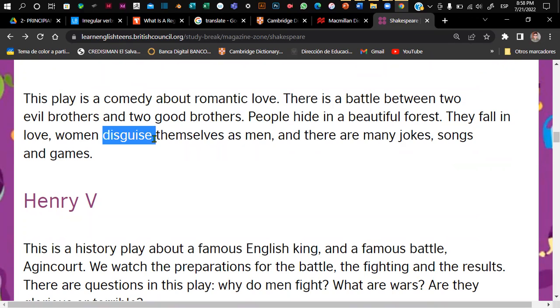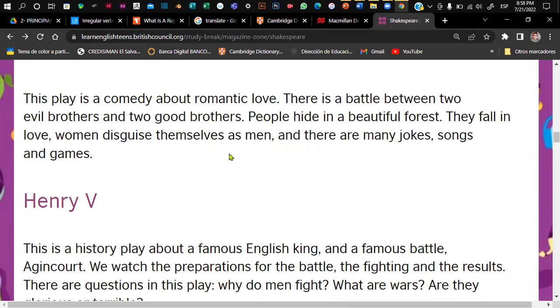Women, disguise. What is disguise? Imagine you are going to a party October 31st, and you are going to use a disguise of a witch. Disguise. Disfrazarse. Okay, disfrazarse. Okay, and themselves as men, como hombres. And there are many jokes, songs, and games.